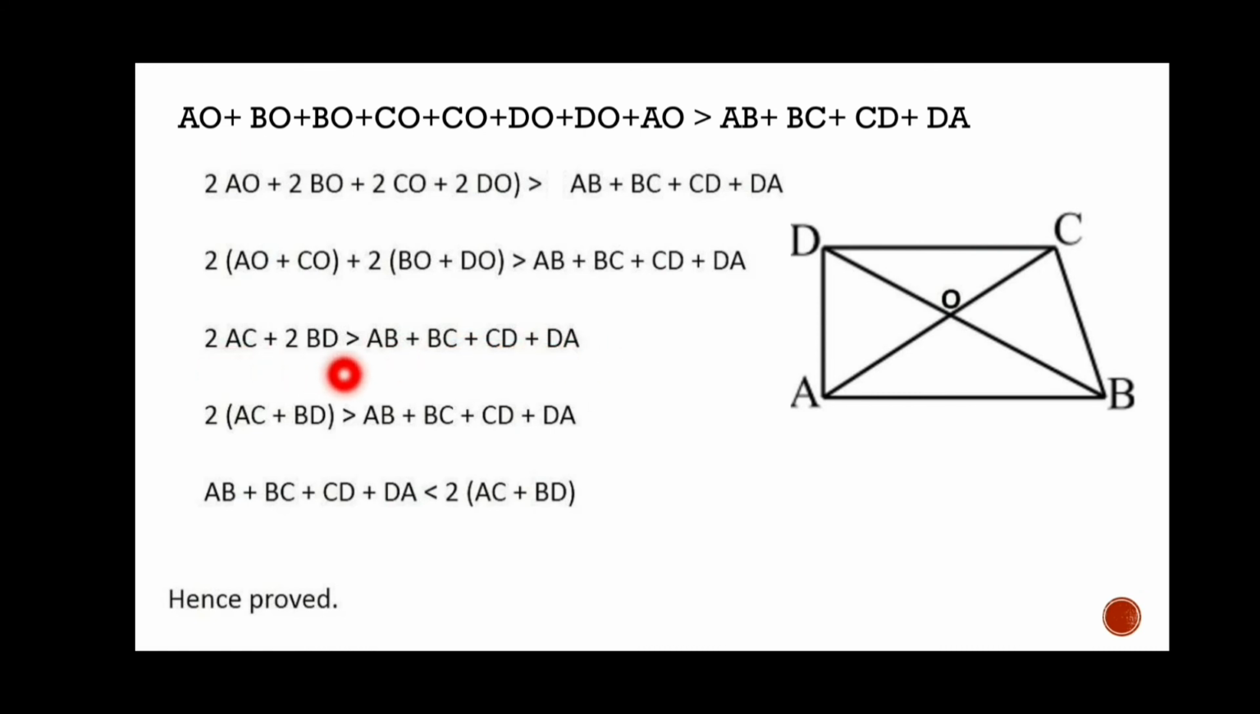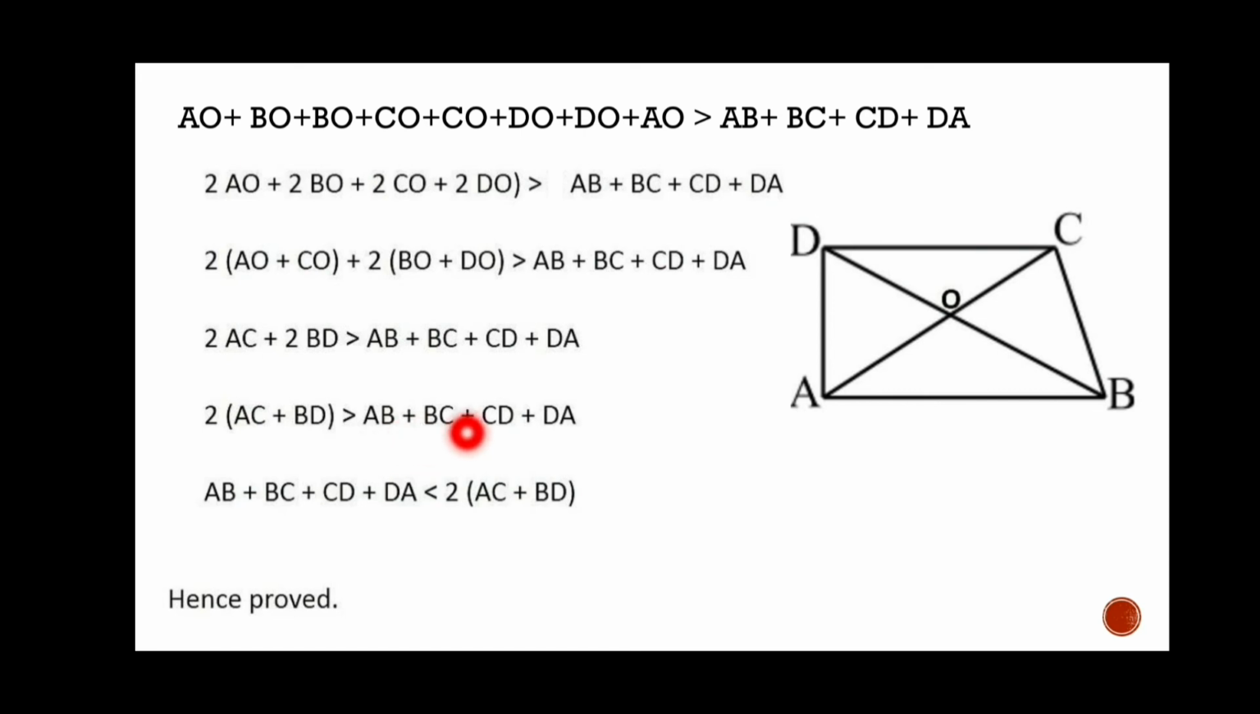Now AC plus BD is again having 2 as common, so we will write it in a bracket like this. AB plus BC plus CD plus DA as it is. Here we have proved the given question, but we will write it as it is asked. So how will we write?